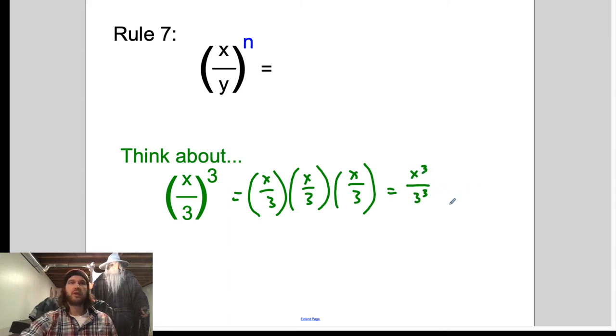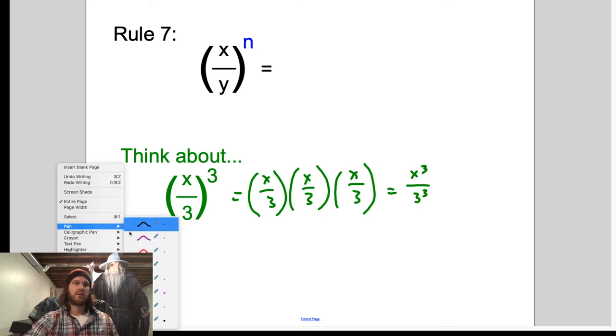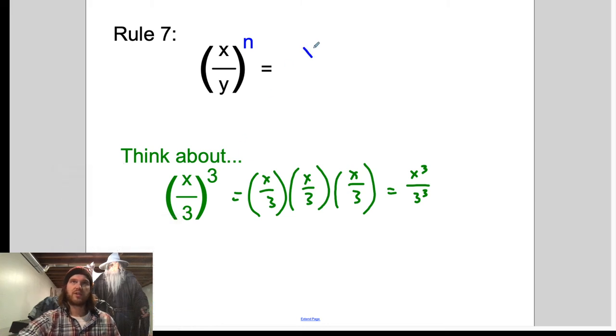So what's the rule? Well, I could have just saved a whole lot of time instead of writing that out. How about we just raise each of these to the third power? Aha! Careful there. I saw you. You were going to say it's x to the n over y to the n. And you would be correct. But I'm going to add this little caveat. I want you to put parentheses around both of those variables. So I'm actually going to rewrite this a little neater.